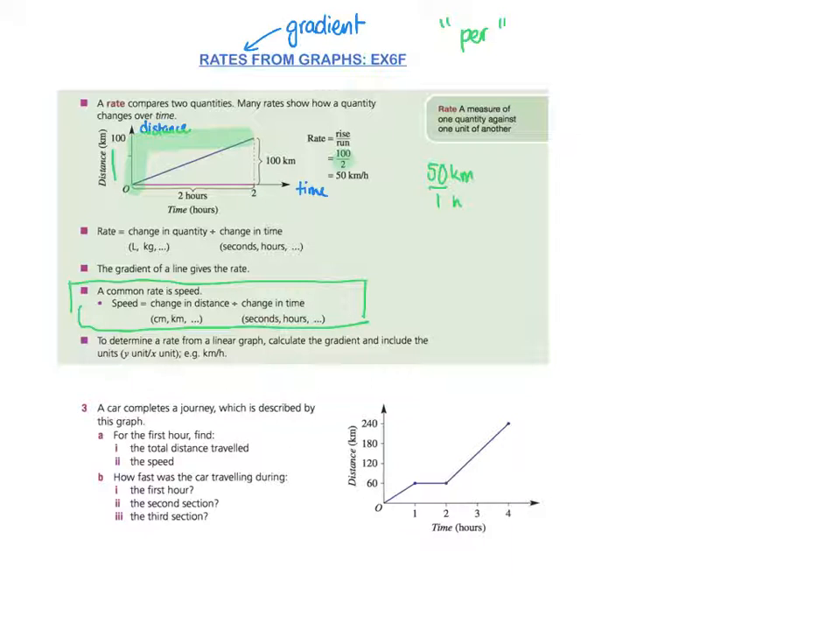The car completes the journey which is described by the graph. You can see here they've got distance over time. For the first hour, find the total distance travelled. So how far have they travelled? In the first hour, you go up. What's their distance? 60. Good. So they've travelled 60 kilometres.